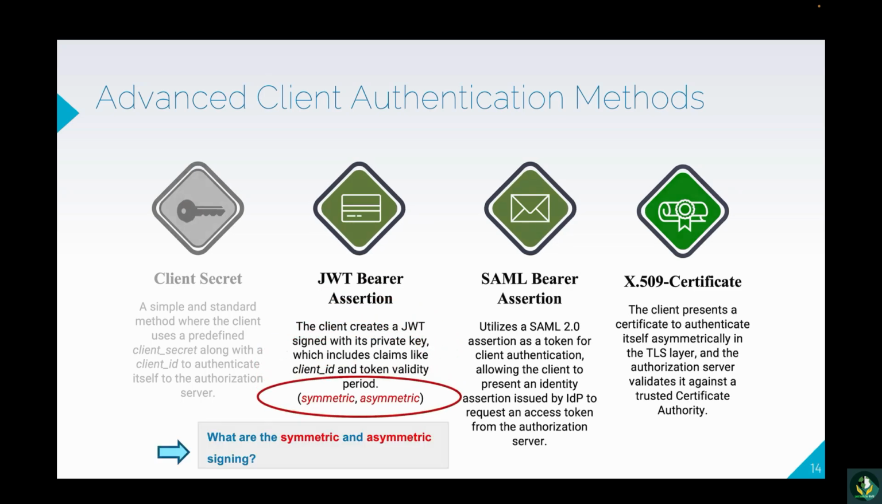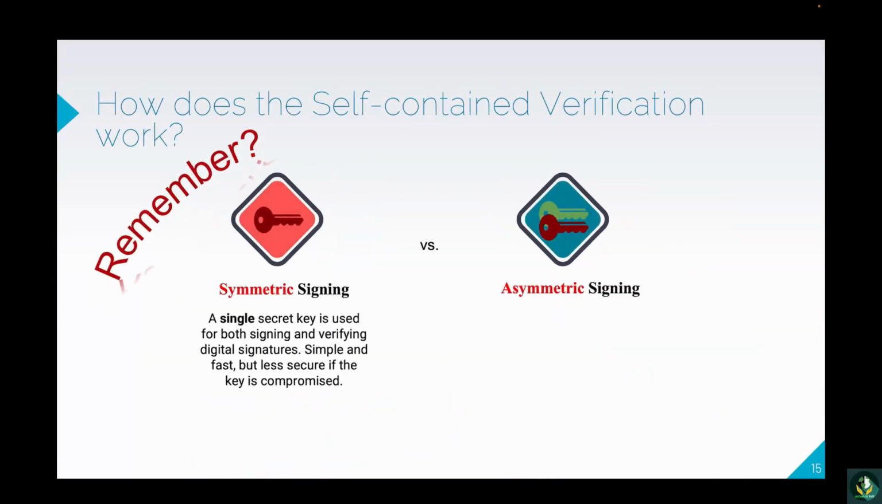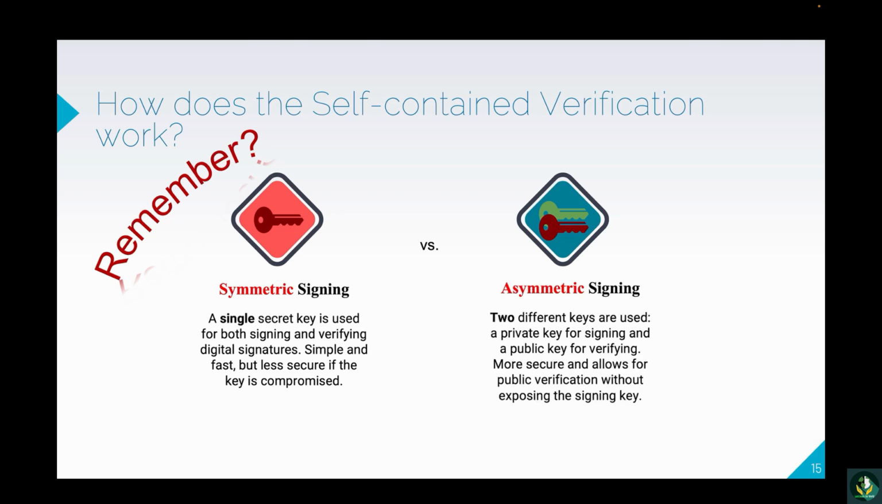Remember that this method can involve either symmetric or asymmetric signing. Symmetric signing relies on a single shared secret key for both signing and verification. It's simple and fast, but carries greater risk if the shared secret is compromised. Asymmetric signing uses two keys, a private key for signing and a public key for verification, offering higher security and enabling public verification without exposing the signing key.